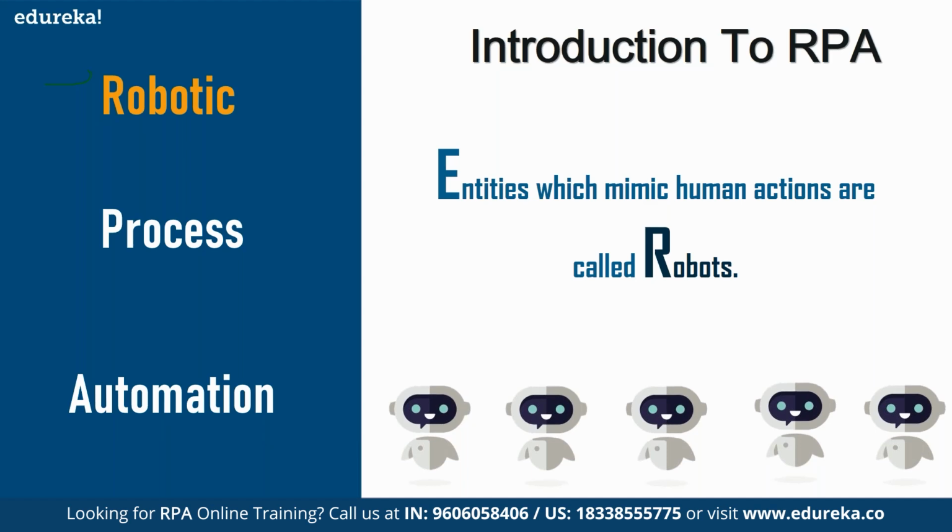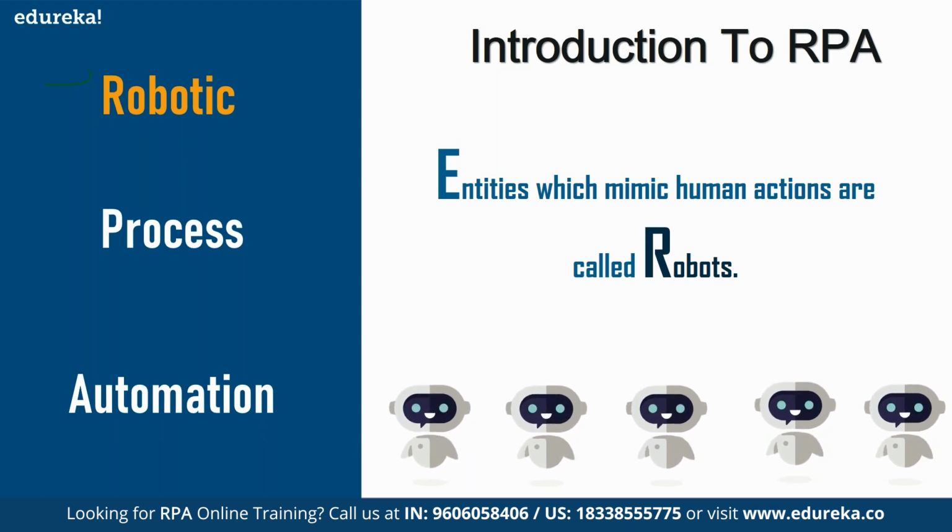So let's first talk about robotic. Whenever we say the word robot, we assume some kind of physical, hydraulic machines doing some kind of work. But the robot referred to in RPA is completely different. The robot referred to in RPA is a kind of software. Your robot is a software which has the capability of mimicking human actions. So it is an entity which mimics human actions.